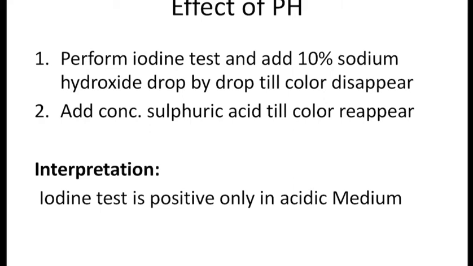Effect of pH. We will perform the iodine test and then add 10% sodium hydroxide drop by drop till the color disappears. Then add sulfuric acid drop by drop till the color reappears. We will see the iodine test is positive only in acidic medium.